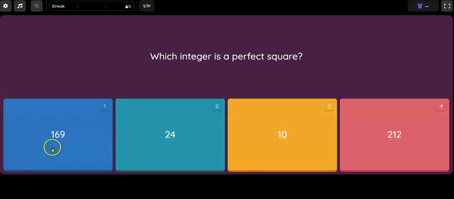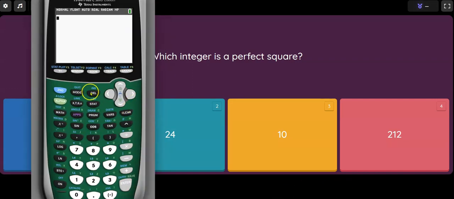So if you're not sure which one of these is a perfect square, you can try the inverse of a square, which is a square root. And if you have a calculator, that's the best way to check. On my calculator here, the square root button is in blue, right here above the x squared key, because it's the inverse. So I press the blue button and then the x squared key.